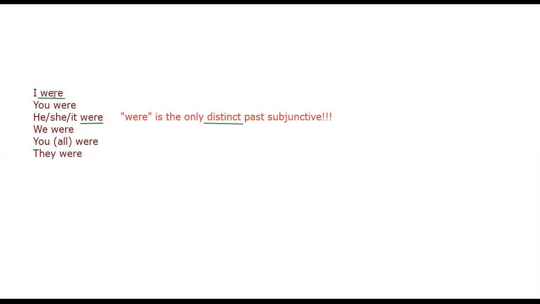So here it's not I was and he, she, it was. It's I were and he, she, it were. So everyone gets the same conjugation just like in the present tense for the subjunctive. I were, you were, he, she, it were, so on and so forth.